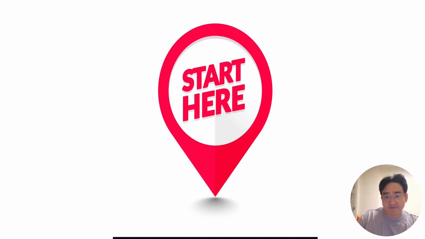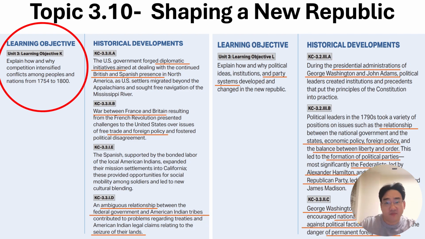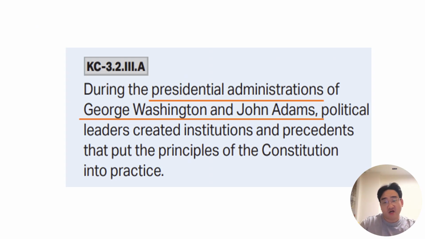All right, let's go. So 3.10 talks about shaping the new republic, and it basically talks about the new government and what it's going to do. If you look at all the objectives that are highlighted or underlined, please just pause this video, take a moment to read them. It basically talks about George Washington, his presidency, both foreign and domestic issues, and then it goes on to John Adams. So all of the key concepts that you saw on the last slide, I'm going to break them down into little bits and pieces, just like this one.